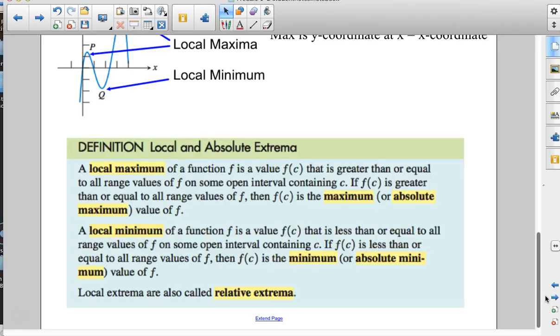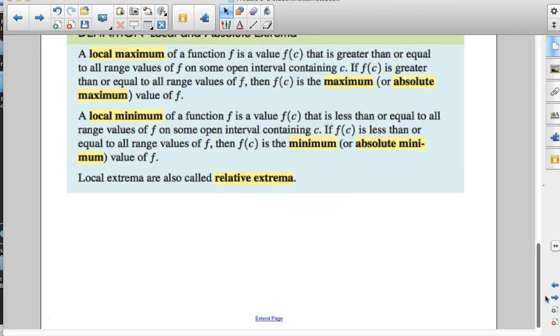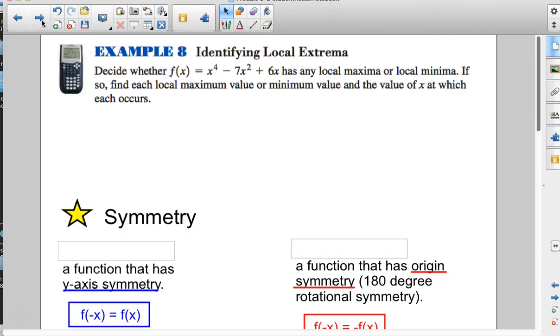But when we get to cubics, we might see some lumpy bumps in there that give us local mins and max. A local minimum of a function f is a value f of c that is less than or equal to the range values of f on some open interval containing c. If f of c is less than or equal to all range values of f, then we're talking about the local min, which will become the absolute min, the lowest spot on an open parabola. And local extrema are also called relative extrema, in case when we switch books for the calculus there, those are a little bit different. So local maxes, local mins, you guys have done that on your calculator before.